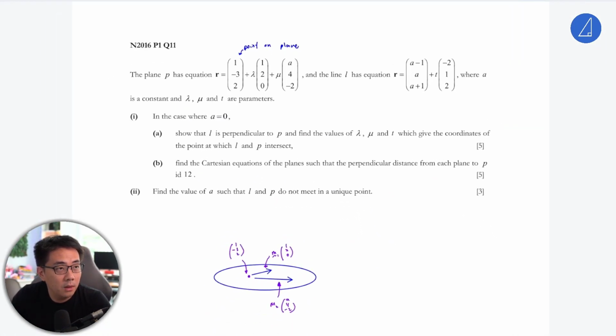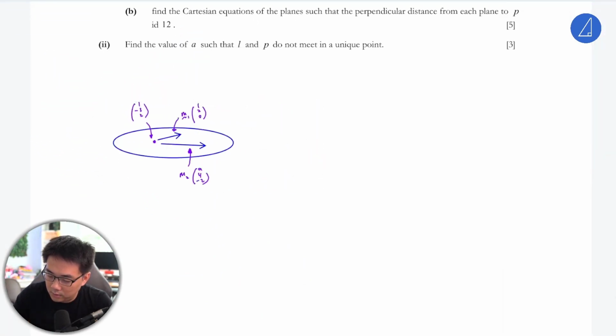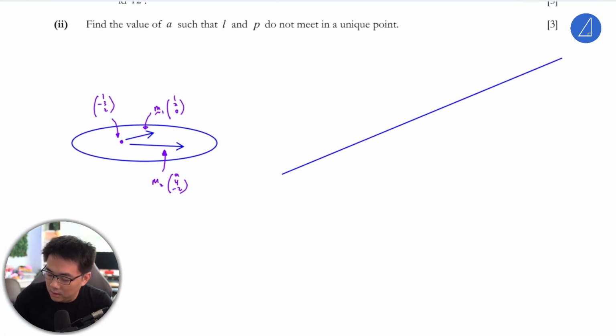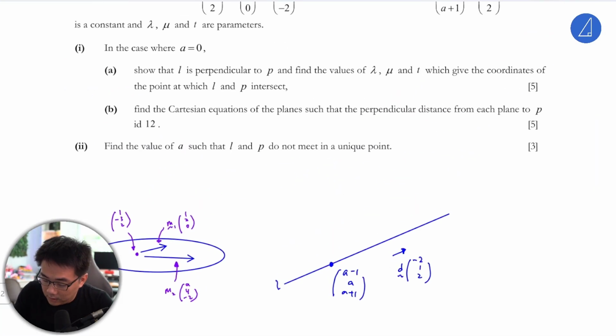Usually for difficult questions you can't get away without it. You just draw a few things, try to understand it, and it should be okay. So the line has this equation here. I know this is a position vector of the line, and this is the direction of the line. So I can also draw it. Just draw a line, how hard can it be? So this is the line here, then d is (-2, 1, 2). That's it.